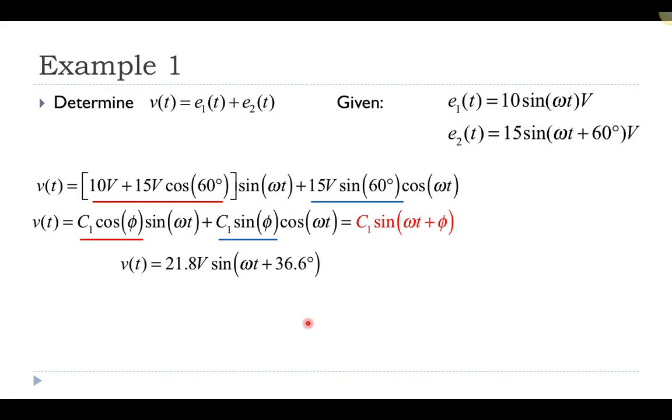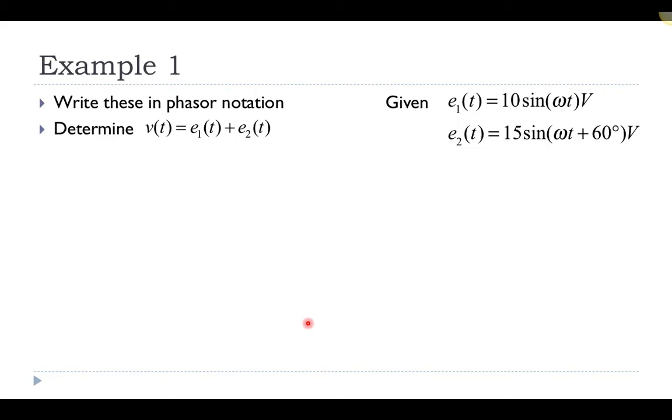And certainly if you had a whole bunch of sources, you would not want to try to go through all this and use these trig identities. So there's a much easier way to do that, and the way to do that is to use phasor notation. So if we think about these two sources in terms of phasors, we can write them. Of course, the first one would be 10 volts with an angle of 0, and the second one would be 15 volts with an angle of 60.